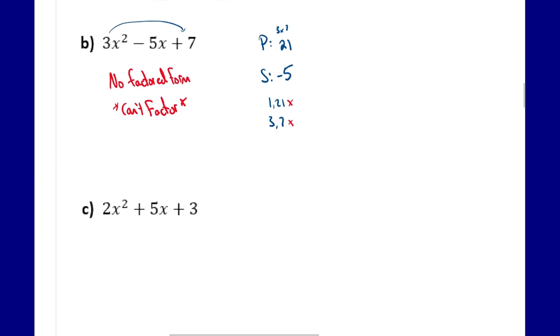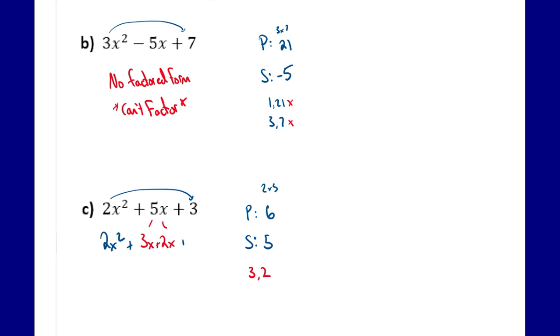And lastly, C, again looking for two numbers that multiply to 6, the first number times the last number, 2 times 3. This is a complex one. And they add to the middle, or 5. Relatively straightforward, maybe not. I kind of messed it up. It'd be 3 and 2. So here we can split up our middle term into 3x and 2x. So I have 2x squared plus 3x plus 2x plus 3.